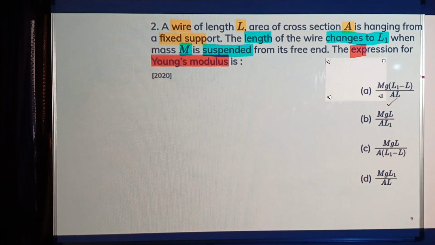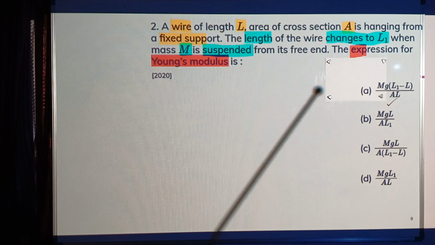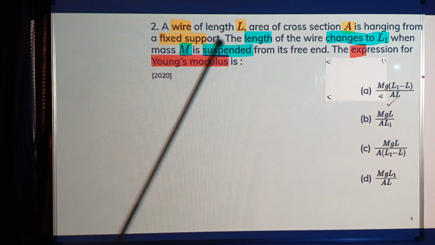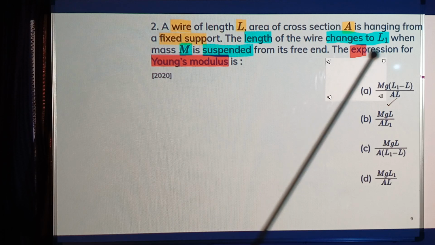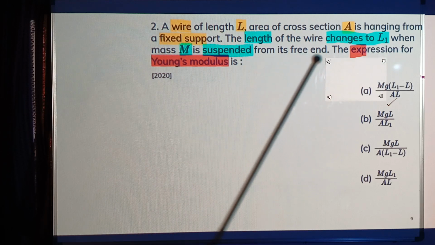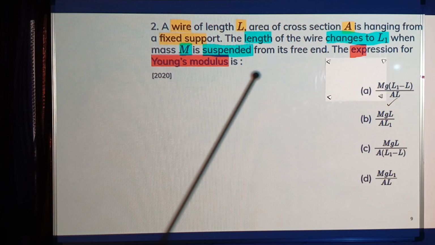This is next question. A wire of length L, area of cross section A, is hanging from fixed support. The length changes to L1 when mass M is suspended from its free end. The expression for Young's modulus is, 4 options are given.